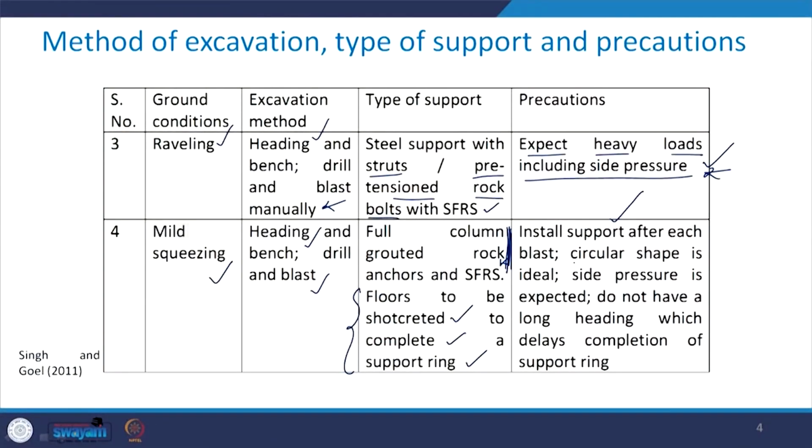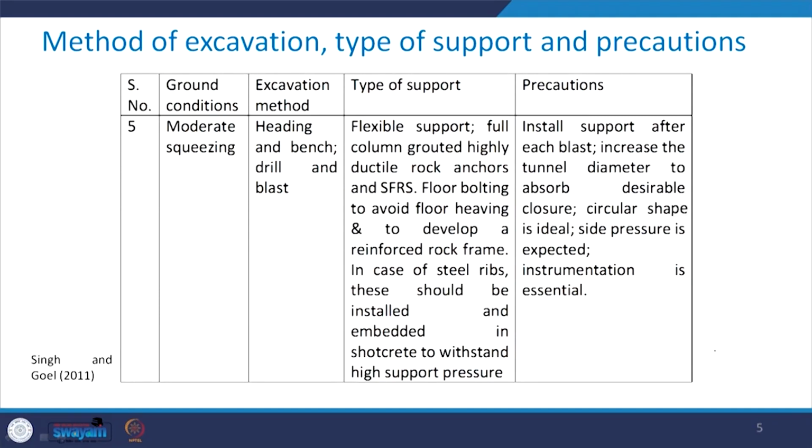In this case, the circular shape of the tunnel is ideal. Side pressure is what is expected. We do not have a long heading which delays the completion of the support ring. Next one is the moderate squeezing, and the excavation method which is recommended is heading and benching method and drill and blast. Again, in this case, one needs to go for flexible support.